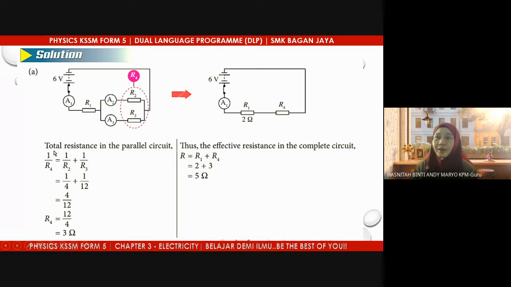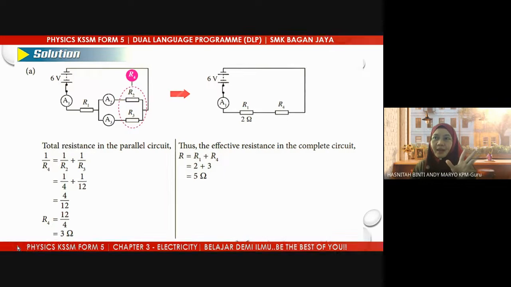Okay, so how to find the resistance here in R4? 1 over R2 plus 1 over R3, so we get 4 over 12. So to find R4, we have to invert. Okay, we have to invert. So R4 will be 3 ohm, which means the 4 ohm plus this 12 ohm in parallel will give you an effective resistance of 3 ohm. Okay, and then we add the R1 of 2 ohm. So the effective resistance in this circuit is 5 ohm.